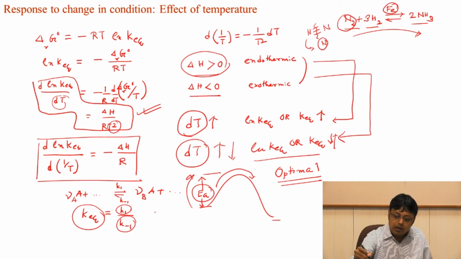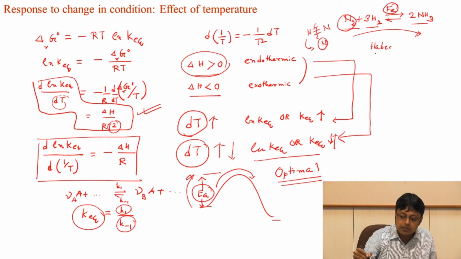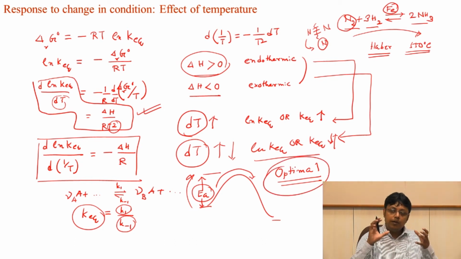So that's why Haber, when he did this famous reaction, kept the temperature, I think, around 550 degrees centigrade, and he called that the optimal temperature. So you need an optimal temperature to be maintained throughout, so that you get the maximum product ratio.